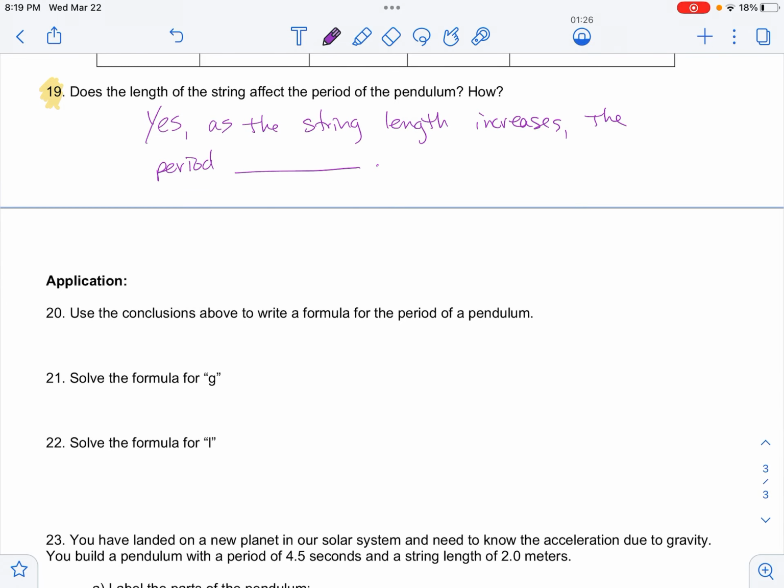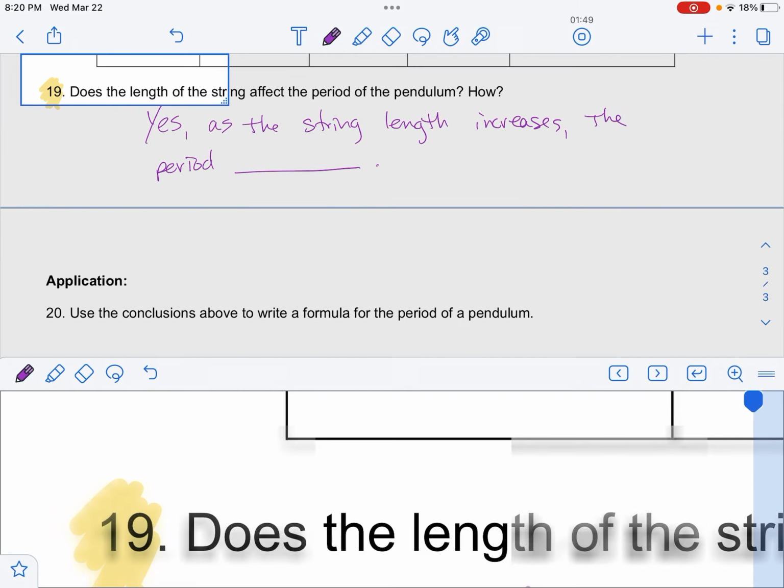And number 20, use the conclusions above to write a formula for the period of a pendulum. So what we noticed from our data is that the mass doesn't matter, the potential energy doesn't matter, but the length of the string does matter. And so when we write our formula, this is going to look really familiar to you if you did the reading or you watched the Ed puzzle. When we write our formula, it's going to look like this.